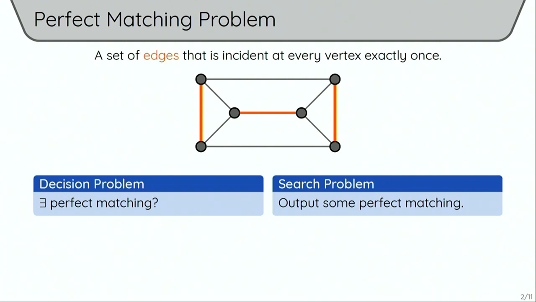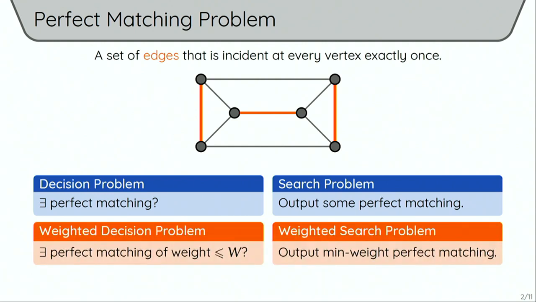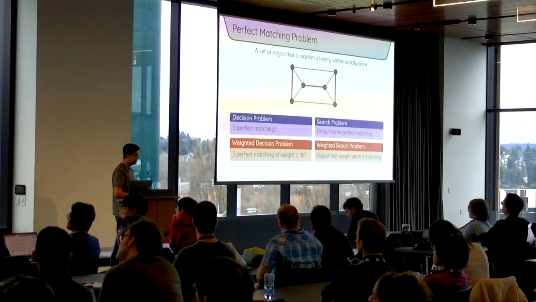So these are not exactly the problems we want to study. We want to study some slight variants of these, weighted versions. In the weighted version, you're given weights on the edges of the graph, and the decision problem becomes whether there exists a perfect matching of weight at most W, or equivalently, you can think of what is the weight of the minimum weight perfect matching. And the search problem is, if there is a perfect matching of weight at most W, output one, or equivalently output the minimum weight perfect matching.